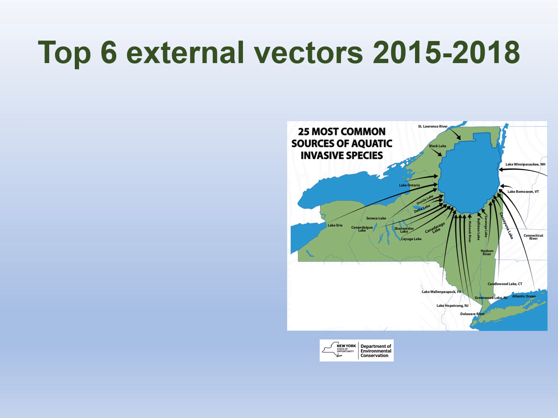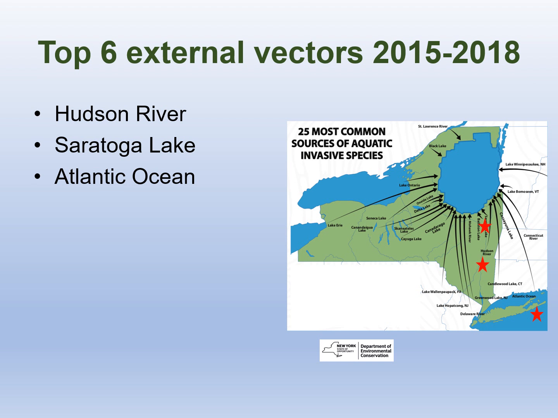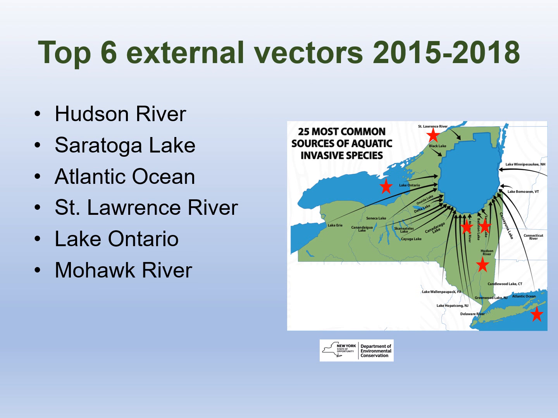The Adirondack Park in the blue and all the arrows coming to it is showing you that between 2015 and 2018, the Adirondack Watershed Institute Steward Program collected data on the last body of water visited that vessels were coming from before they entered an Adirondack lake. And they found that the top six lakes that vessels were coming from were water bodies that have a significant number of known non-native invasive species: the Hudson River, Saratoga Lake, downstate in New York, the Atlantic Ocean, the St. Lawrence River, Lake Ontario, part of the Great Lakes, and the Mohawk River.